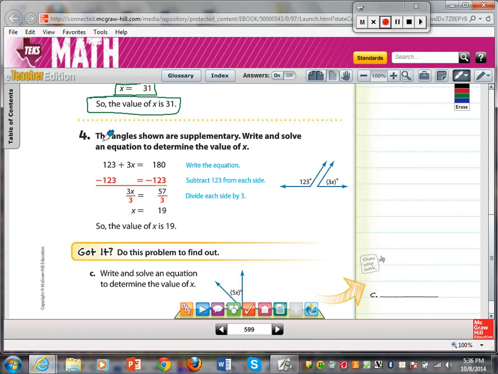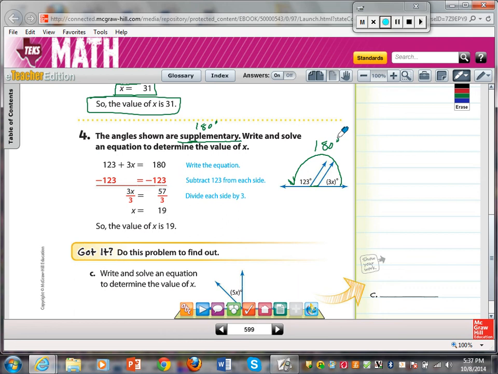Number 4, the angles shown are supplementary. So automatically, it should ring a bell that it's going to be two angles that add up to 180 degrees. Write and solve an equation to determine the value of x. So I got two angles here, even though they're separated. This angle plus this angle form basically a straight line. So that means that from here to here, the whole thing has to equal 180 degrees.